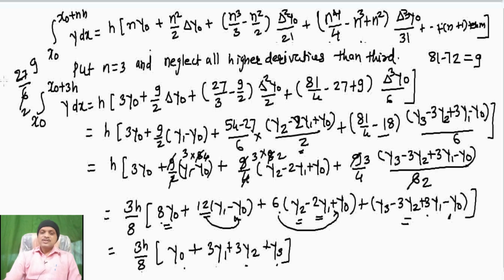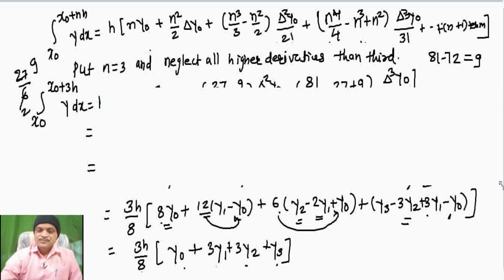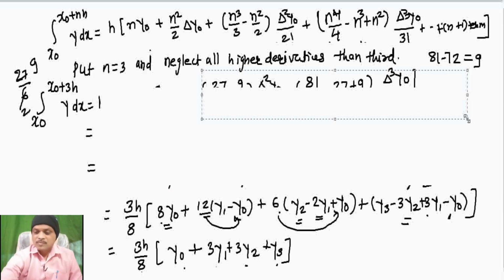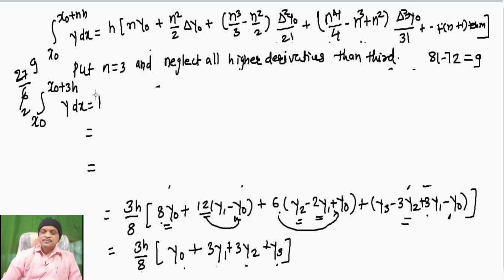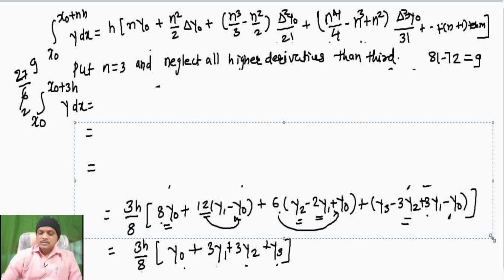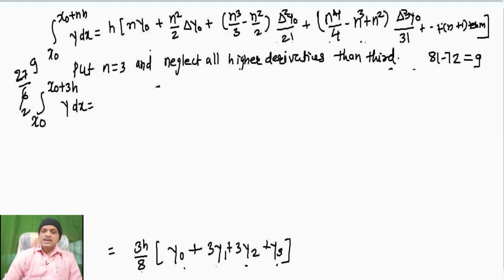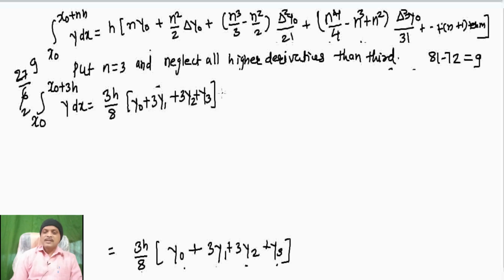I will write here in short this integration. After simplification of all this, we get this simple value, and similarly we deduce all other values. So what is the simple value? 3h divided by 8 into y0 plus 3y1 plus 3y2 plus y3.